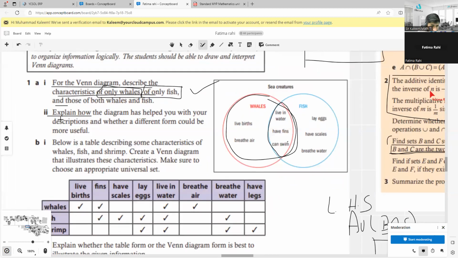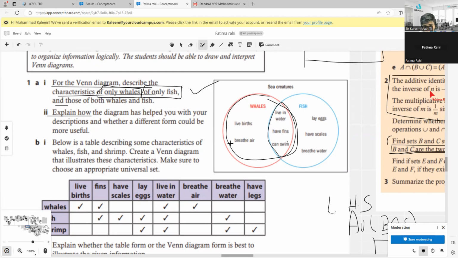So you can give, because it's very clear in explanation, or the diagram has helped you with your descriptions. It means we can clearly see what the characteristics of whales and fish are. It's very clear from the Venn diagram. Whether a different form could be more useful.